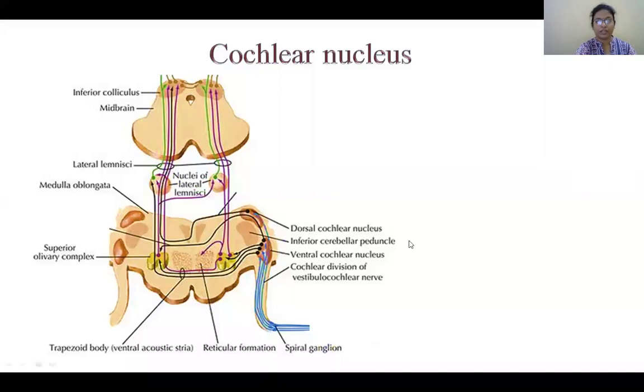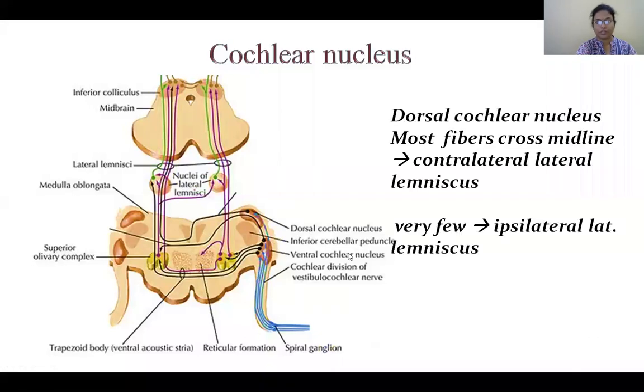Here you see in this diagram, this is the dorsal portion of the cochlear nucleus, and this is the ventral cochlear nucleus. If you focus on this image, from the dorsal cochlear nucleus most of the fibers cross the midline and reach the lateral lemniscus. Very few fibers go to the ipsilateral lateral lemniscus. So from the dorsal cochlear nucleus to the lateral lemniscus, remember this.